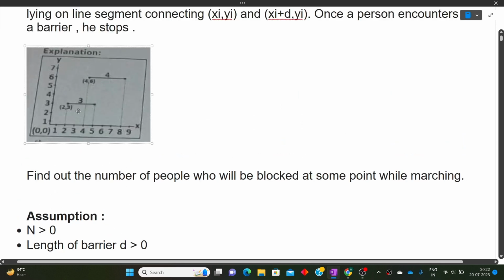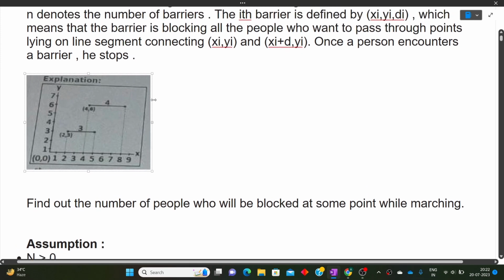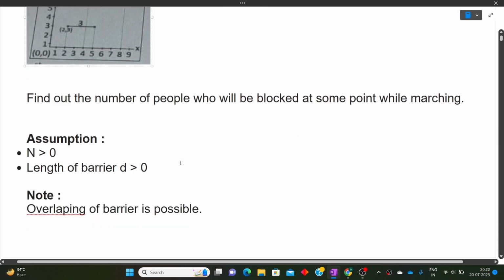So here you can see these barriers are overlapping at some point. At 4, 5 these barriers are overlapping. So what all will be given to us in the input? In the input we will be given the n, that is the number of barriers, in this case 2. Let's just see the example, it will be more clear.